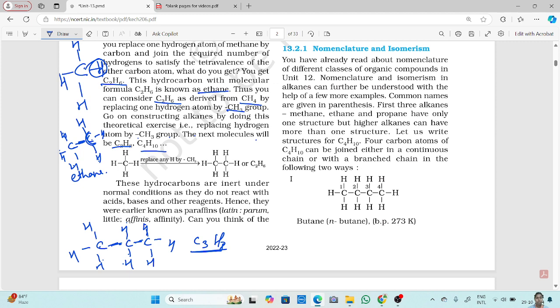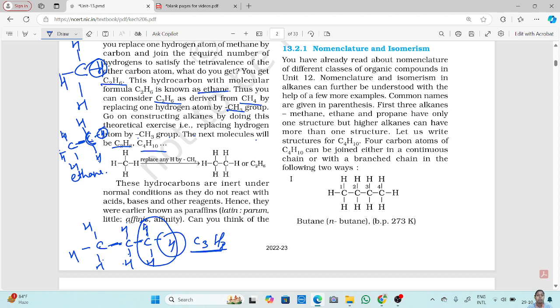Next one will be C4H10. So like this you can go on adding. Now how did I form C3H8? I have removed this hydrogen. In place of this hydrogen I have added another CH3 group. Now again do the same thing. Remove this hydrogen, add another CH3 group. You will get C4H10. Like this, removing one hydrogen from the end and adding a CH3 group, again remove one hydrogen from the end, add a CH3 group. By doing this you can construct a large number of alkanes.